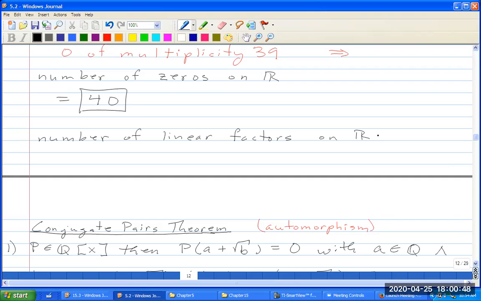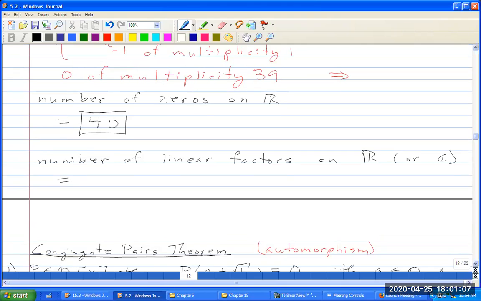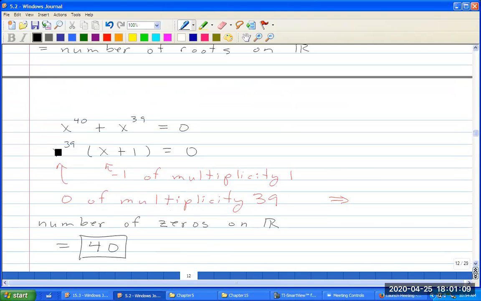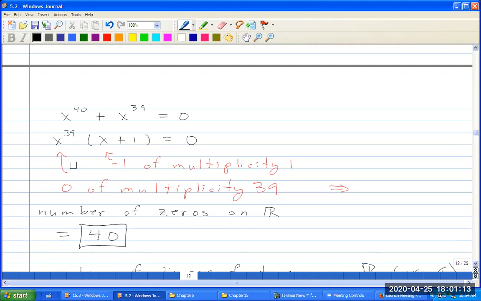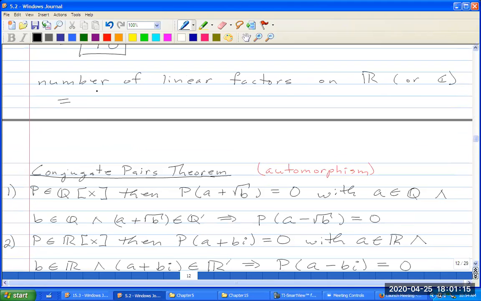On R or C, because we notice that they're actually both the same. So in this case, we're able to factor it into 1 plus 39, 40 factors.